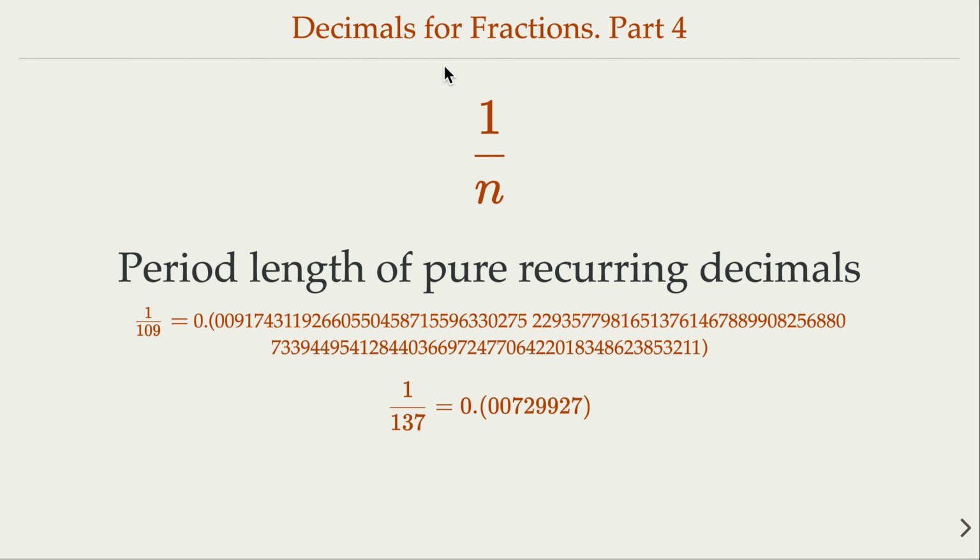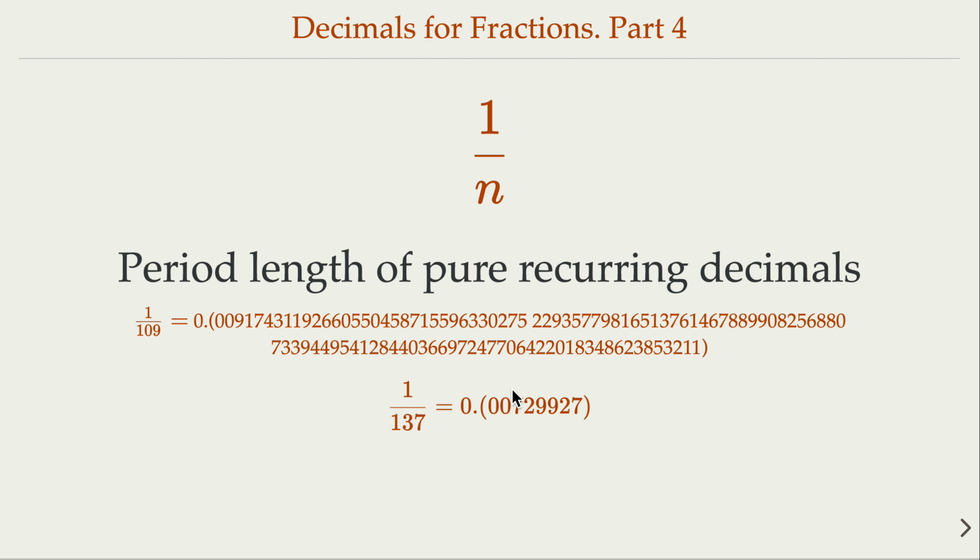We continue with decimals for fractions. We learned earlier that for 1 over n, it could be a pure recurrent decimal if n does not have any prime factor 2 or 5. Now in this case, I have 1 over 109, and the period length is really long, versus a bigger prime number, 137. 1 over 37 has a much shorter period length. So what's going on here? We're going to learn that today.